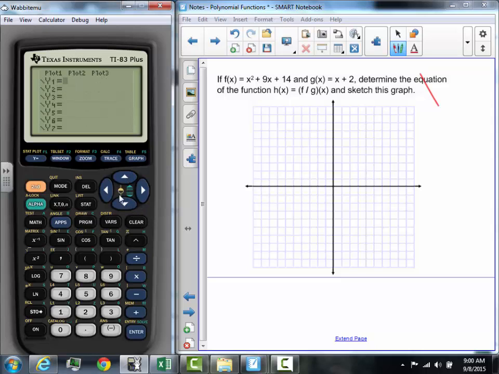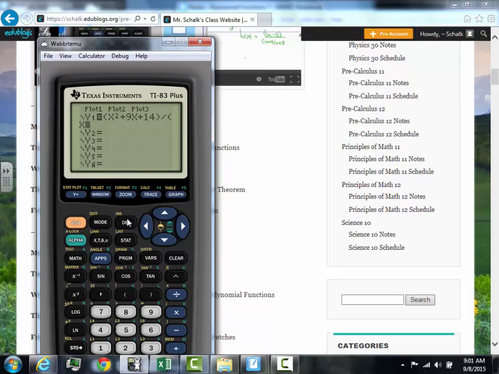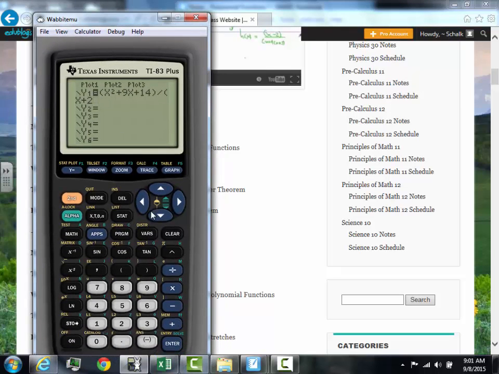So if I want to graph these on the calculator, just make sure you get them in the right order, because it totally makes a difference whether you do 1 over 2 or 2 over 1. So I'm going to take this first function up here. That'll be bracket x squared plus 9x plus 14, and I'm going to divide it by x plus 2. This is what that looks like. Let me know if you can't get that to work in your graphing calculator.